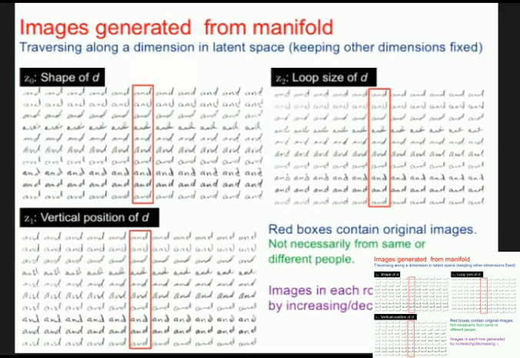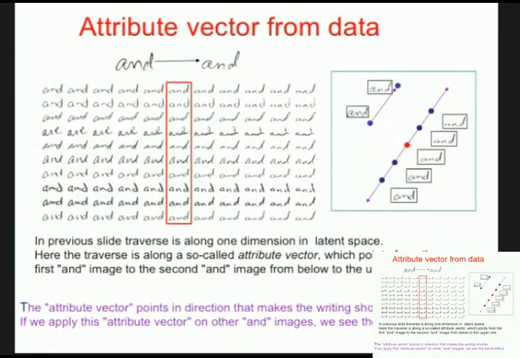And the zeroth feature. Loop size of D again, you're dealing with original images, and you can move in either direction, create artificial images that have something to do with loop size of D. Vertical position of D again is the third one, and so on. So what he is able to discover is that these handwritten images have inherent variables, which is the shape of D, loop size of D, vertical position of D. That's about three of them out of 20 or so features he generates. And so this is the understanding he gets with what the underlying representation is about.